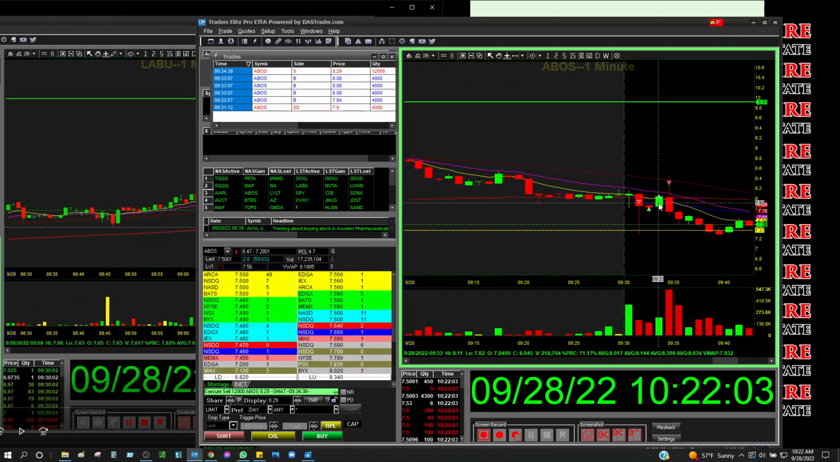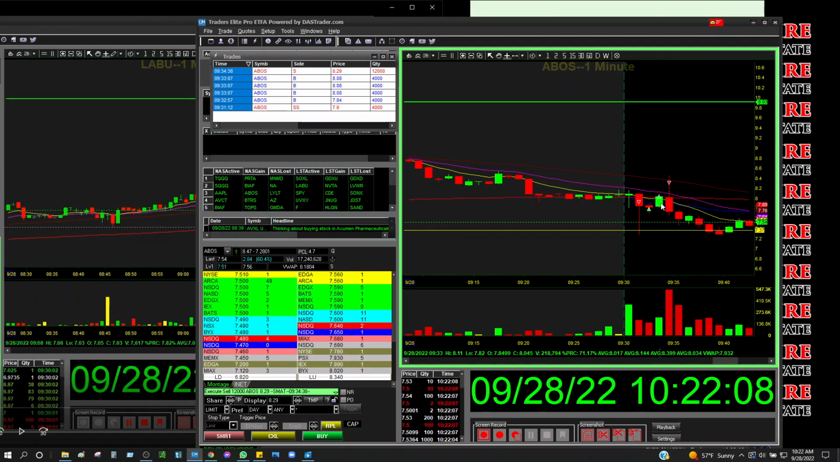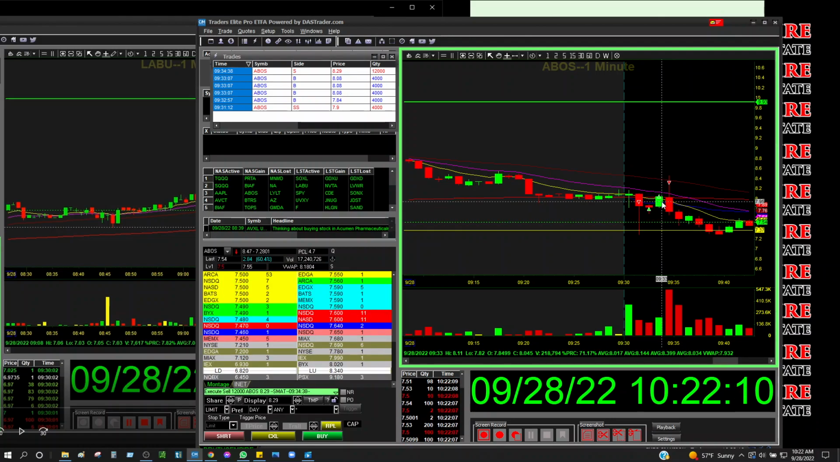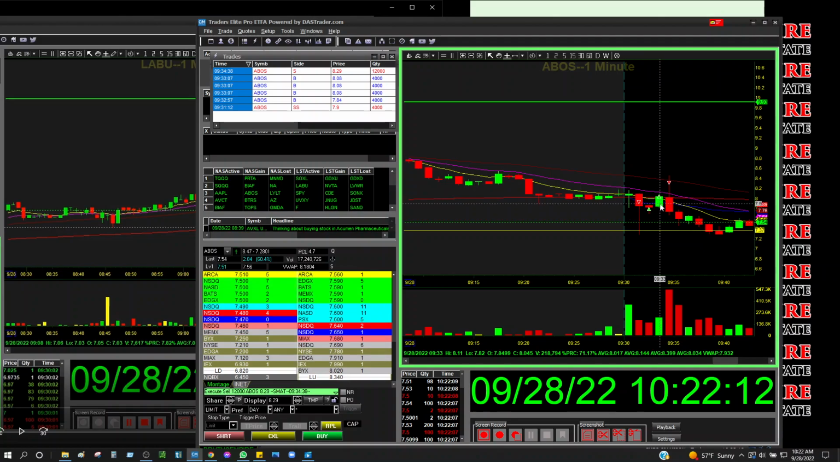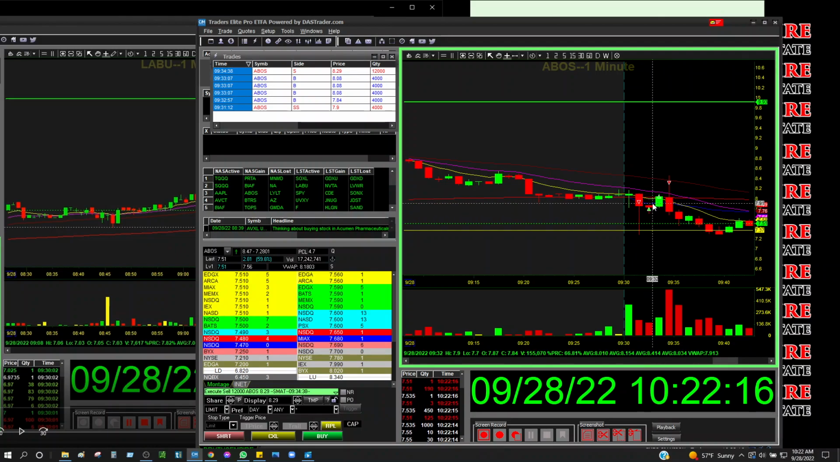I tried to jump in right there, but I got a really bad fill. I also got a bad fill when I tried to sell too. So I got bad fills both times. I tried to jump in as close as the top of this candle as I could, and I got filled way up here. And then it was lingering around a little bit.